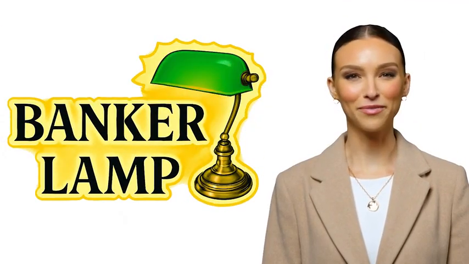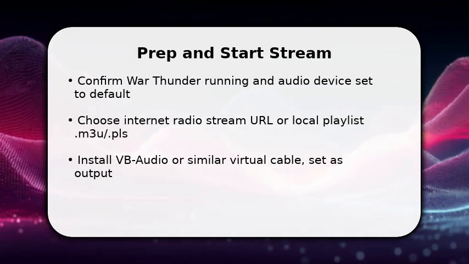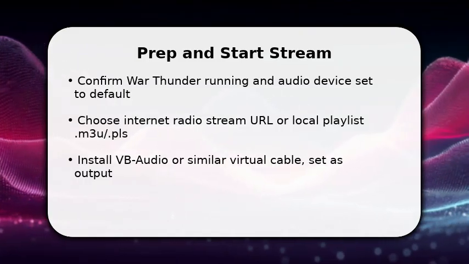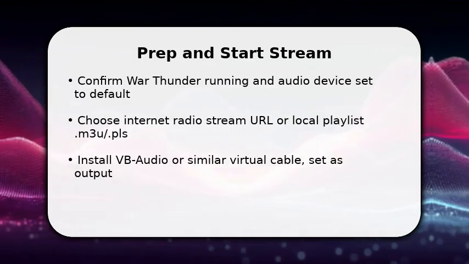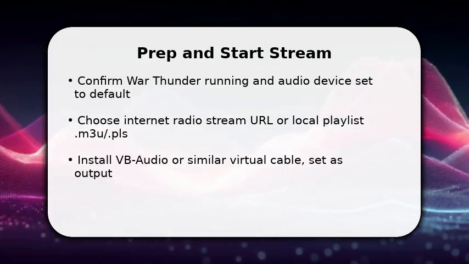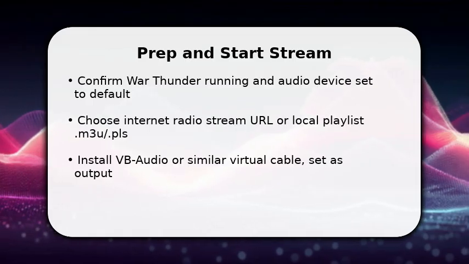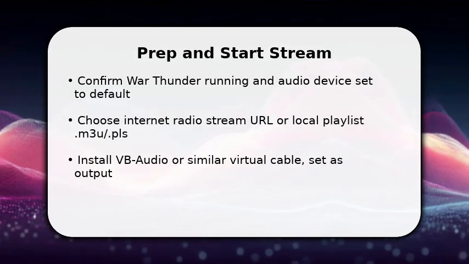Please enjoy the video. You start by preparing the audio route. Open War Thunder and set your system default output to the virtual cable. Next, grab the internet radio stream URL or load a M3U/PLS playlist into your player. Once done, set the player's output to the same virtual cable so War Thunder and the stream share the route.